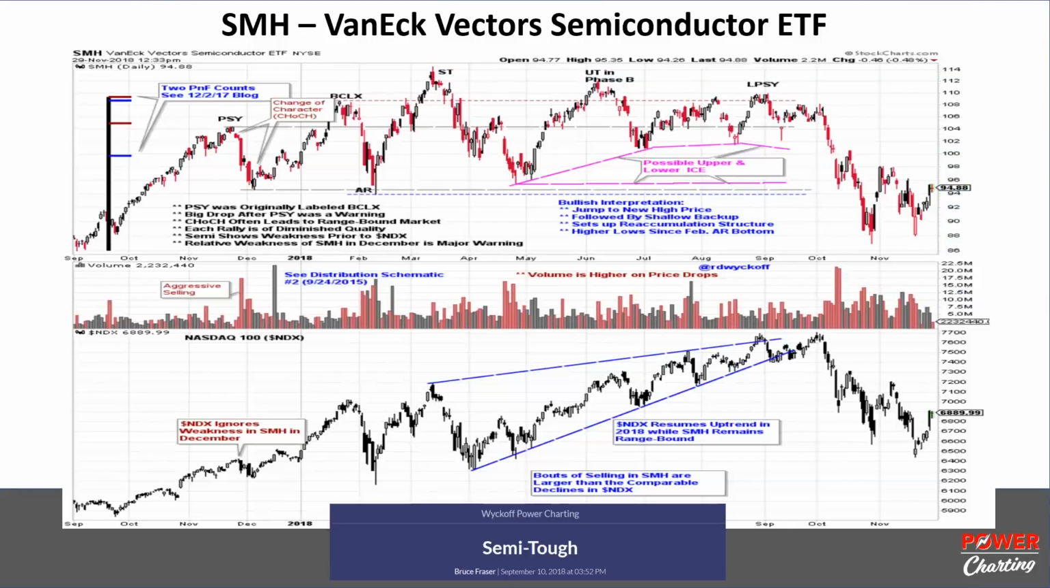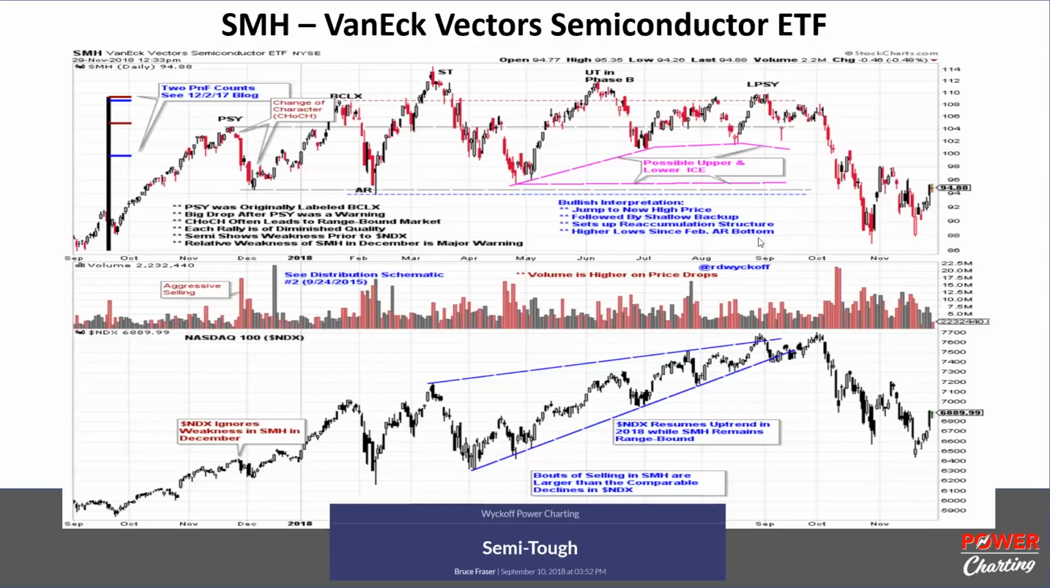But notice also that the NASDAQ 100 made a lower low in November when semiconductors, as measured by the SMH, made a higher low. And so both are now rallying, but we have relative strength in the semiconductors that appears to be better than the activity of the NASDAQ 100.